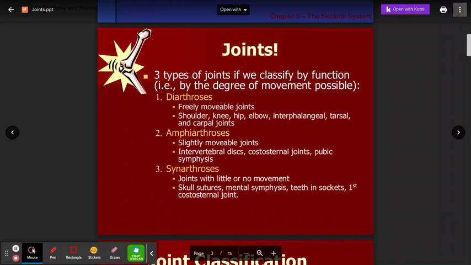And synarthrosis, joints with little or no movement. So what shouldn't move are scalp sutures. Mental symphysis, teeth should not move in their sockets. First costal sternal joint. So you can see, coming from the top down, these are more common at the top. Synarthrosis are not as common.